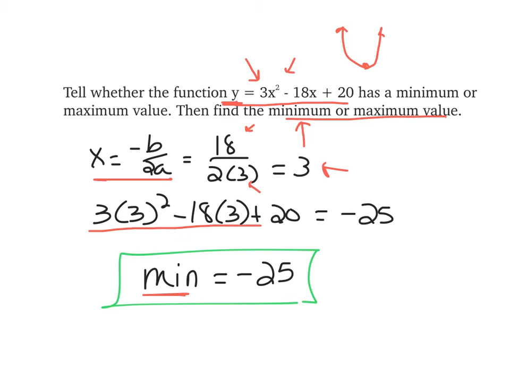So here's my work where I plugged the 3 in, and I worked it out and I got negative 25. That's what I need, that negative 25. The negative 25 is my min. And again, it's a min because it opens up, because A is positive. And that's the lesson for today. I don't think that's that bad.